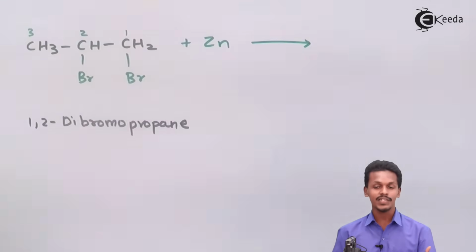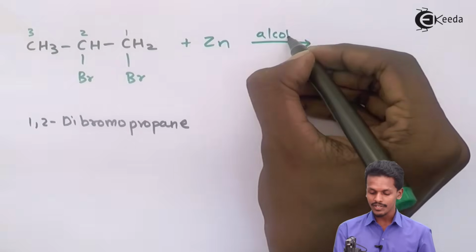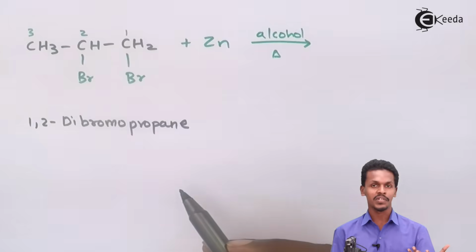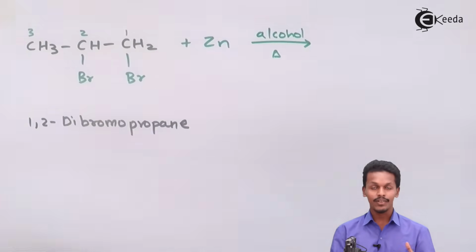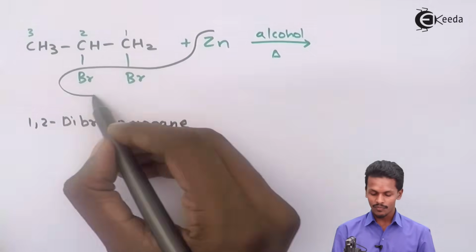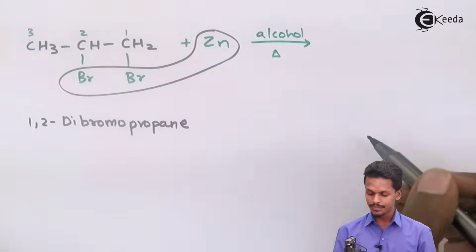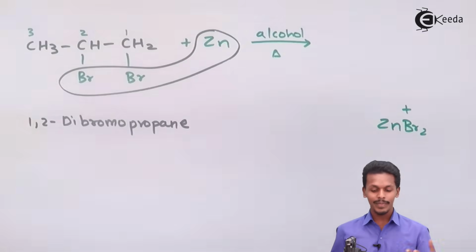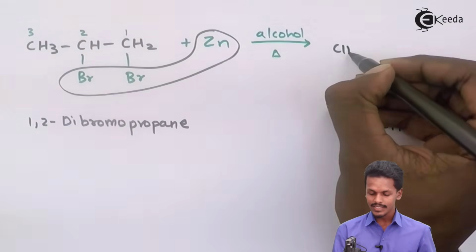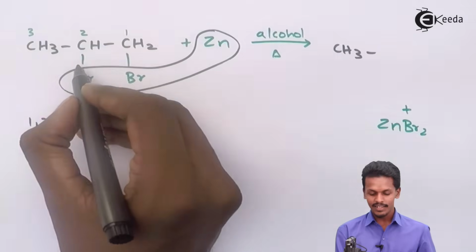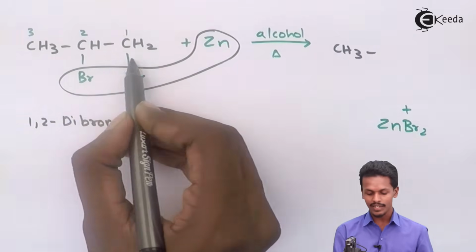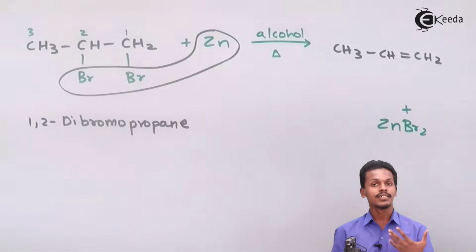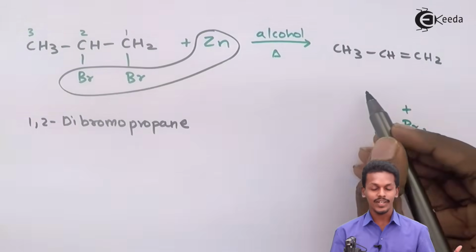In this case we are using zinc in presence of an alcoholic condition, and we are going to heat it. We know that zinc has the oxidation state of 2, or it is divalent when it forms a salt. So zinc will form ZnBr2. Along with that, the only thing left with us is CH3CH, and here, if homolytic fission happens in this manner, CH3CH=CH2 will be obtained, and the product name would be prop-1-ene.